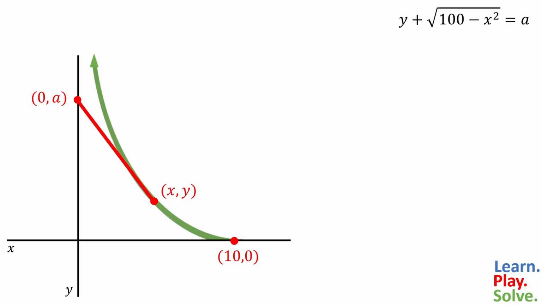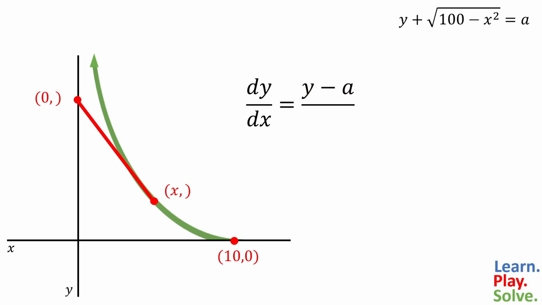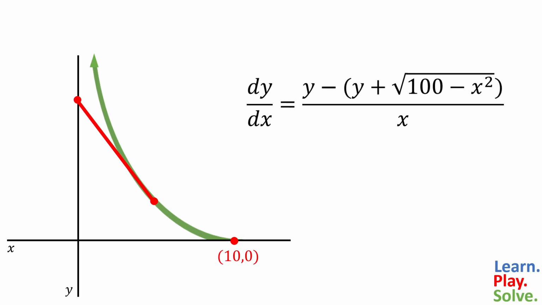The slope of the leash must always be tangent to the curve, so the derivative of this curve is the slope of the leash at any given moment. And we know the slope of any line given two points is y2 minus y1 over x2 minus x1. Now we can plug in the a, and if we simplify, we get the derivative that describes the curve we are looking for.